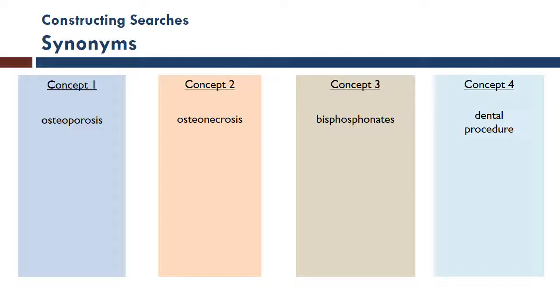Here I've listed synonyms or related terms for the concepts that I'm using in my search. Bone density for osteoporosis, bone cancer and jaw diseases for osteonecrosis, dentistry for dental procedure. If you can't think of a synonym for each concept, that's okay, but you should use synonyms for most of your search concepts.